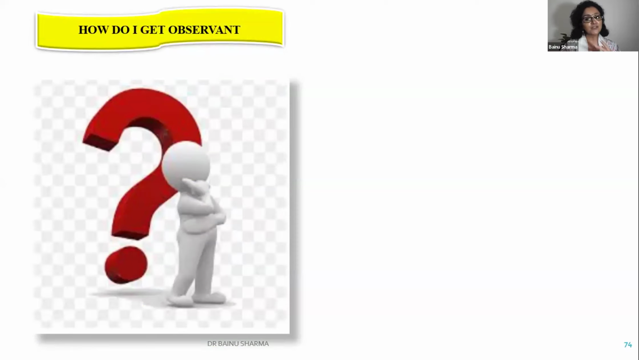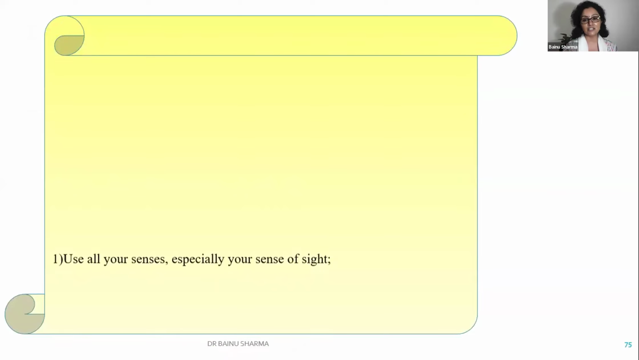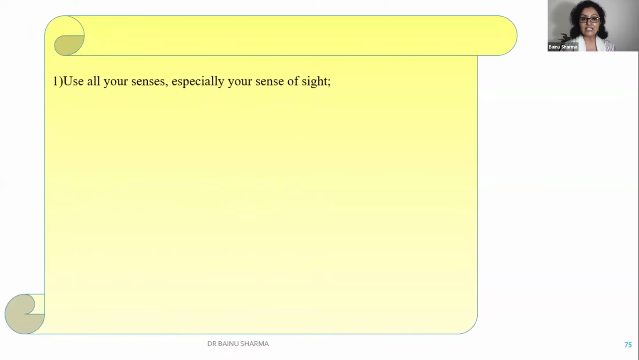We are talking about observations since the last 2 presentations. So now how do we get observant? How should we sharpen our skills of observation? Initially, in the first slide, we discussed that for human beings, the most important tool for observation is our 5 senses. So yes, first of all, when you need to be a keen observer, your sense of sight should be very, very sharp. Use your sight to be keen observers.